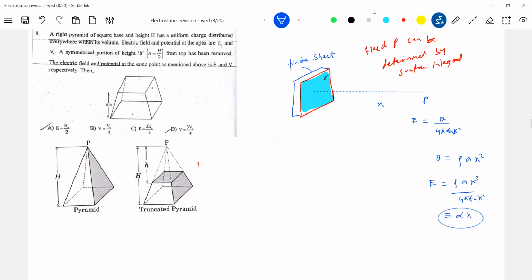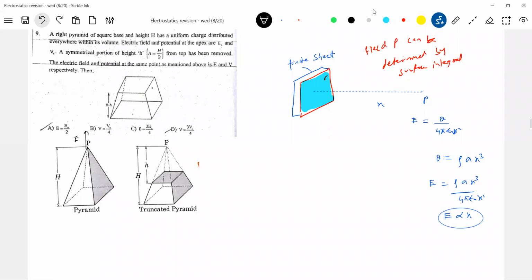So a truncated cone is what is removed here, no? So earlier, what is the field? The field here will be E naught. The new field here will be, say, E. Now that E has to be determined. This is our question.